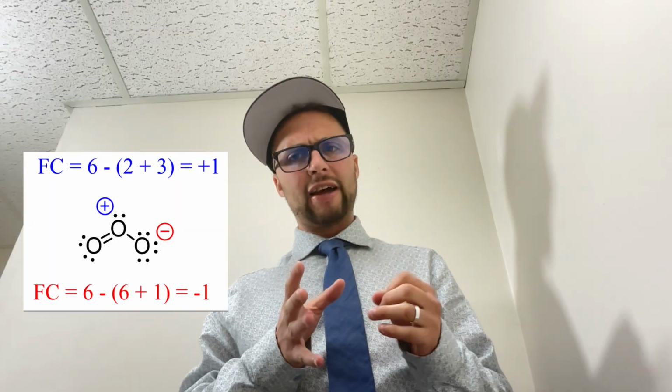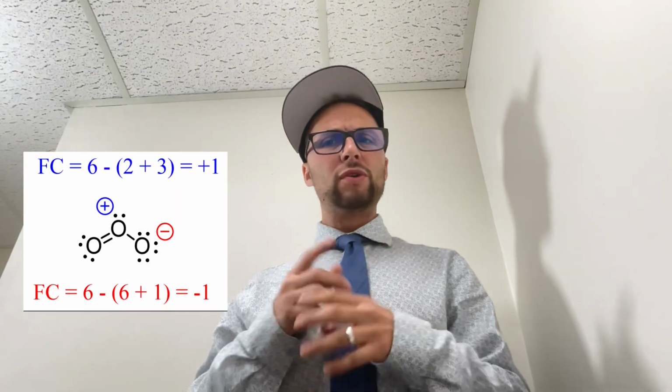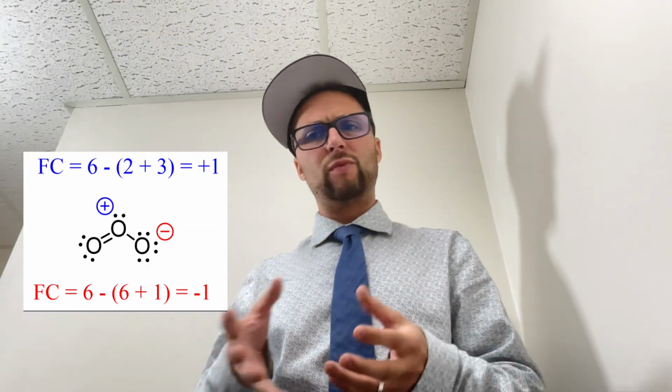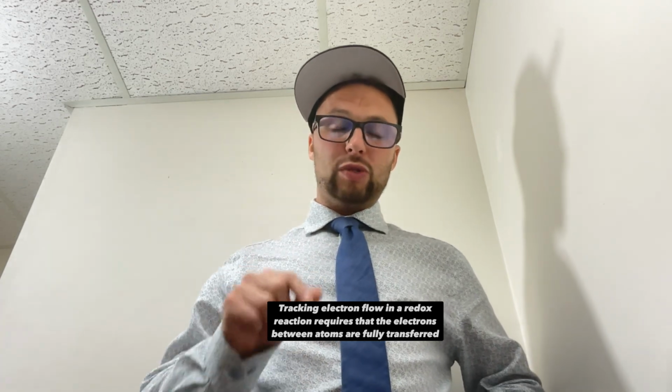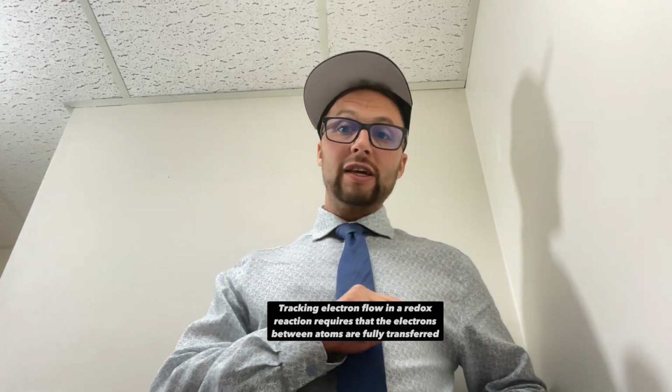Now we can actually track the electron flow in redox reactions by assigning another type of hypothetical charge. In the past, we've talked about formal charges, which is a hypothetical charge that we assign to covalent compounds in order to justify double and triple bonds and to make the most stable, probable structure of that compound. When we're talking about electron flow, it is in our interest not to assume that the electrons are shared between elements, but that they're fully transferred.